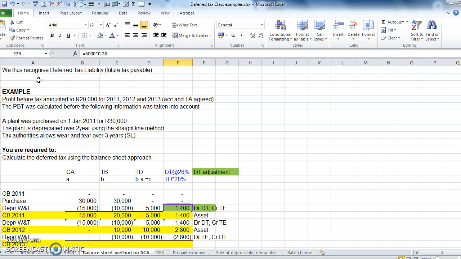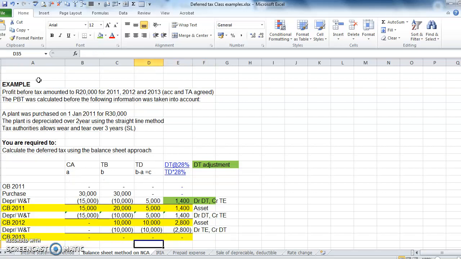So remember, the 1,400 over here stems from the adjustment, which is the closing balance minus the opening balance. And then for 2012 again, it's 2,800, which is the closing balance, minus the opening balance, which is 1,400 again. Alright.